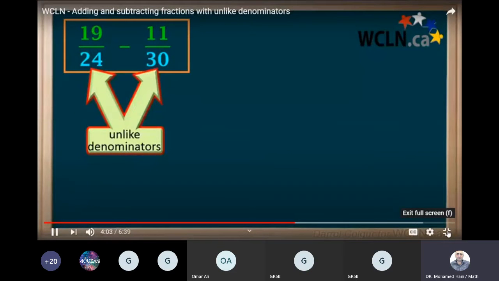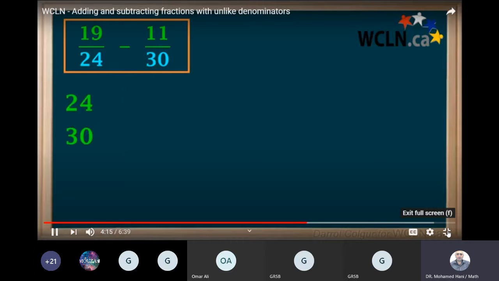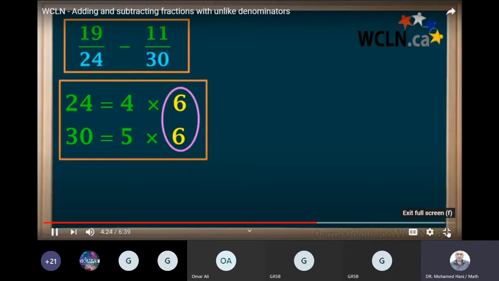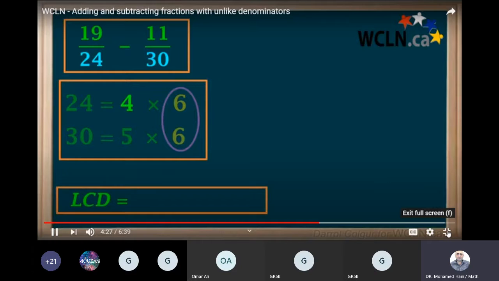First, we see that these two fractions have unlike denominators, so we must start by finding the lowest common multiple of 24 and 30, which will be our lowest common denominator. 24 and 30 are both multiples of 6. 24 is 4 times 6, and 30 is 5 times 6. We draw an oval around the two 6's. Our lowest common denominator is 4 times 6 times 5, which is equal to 120.